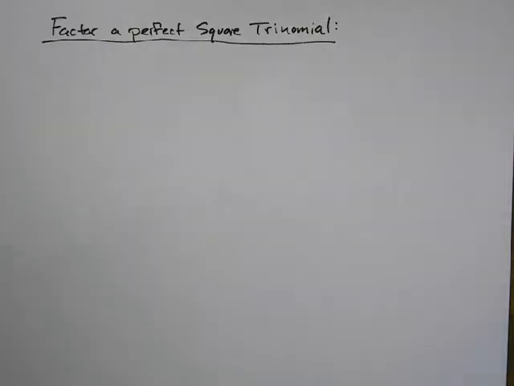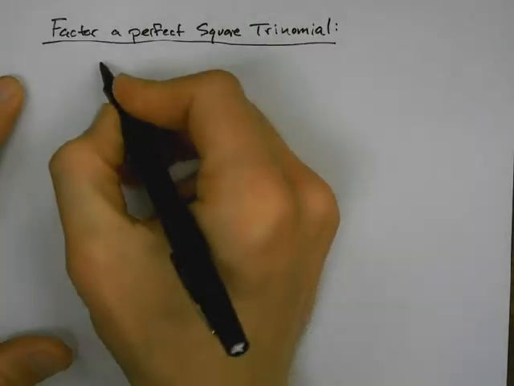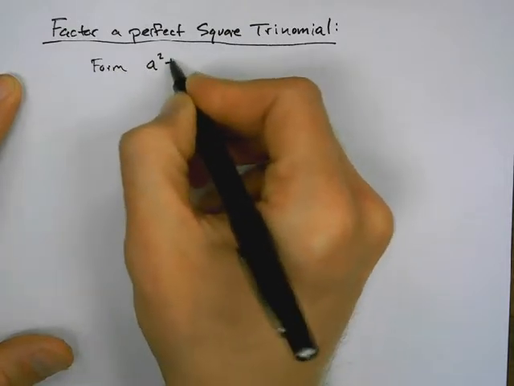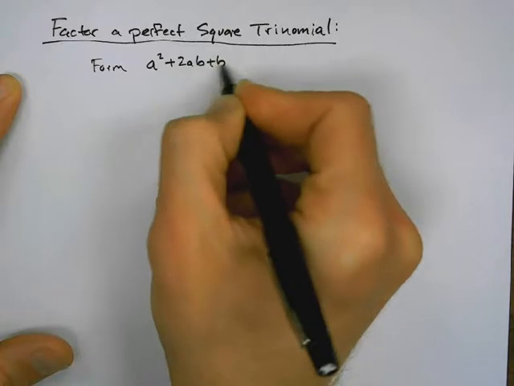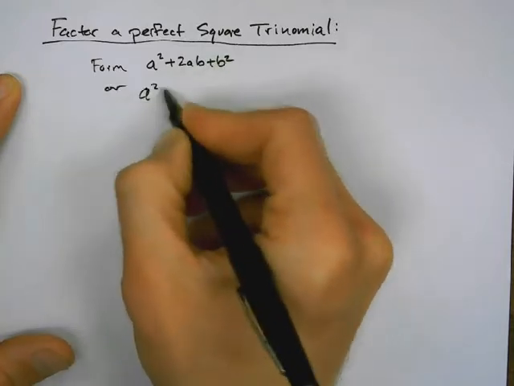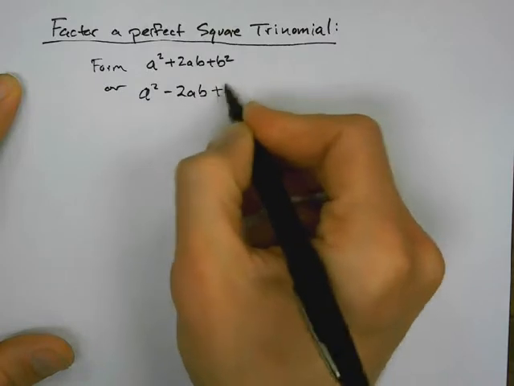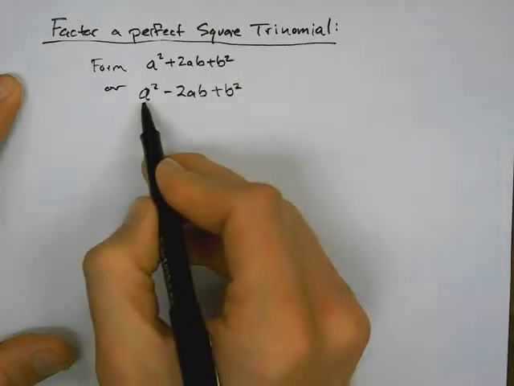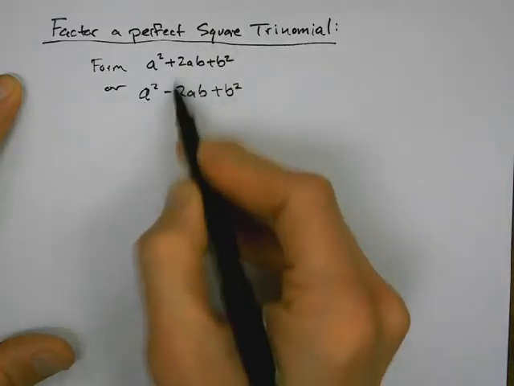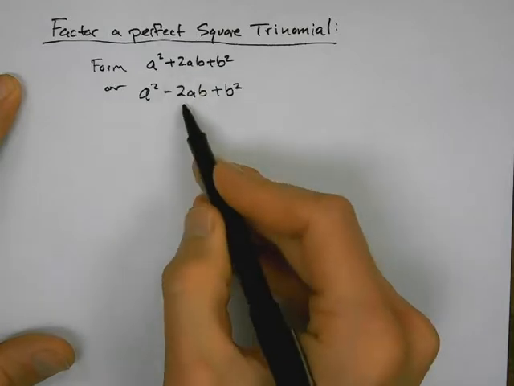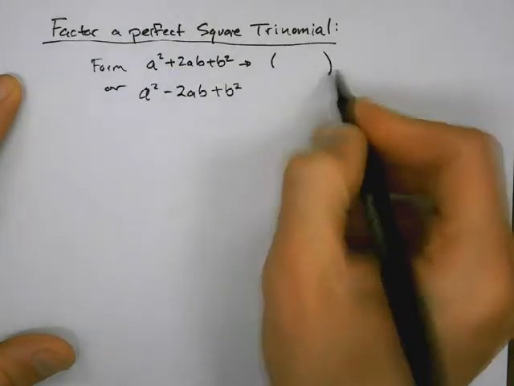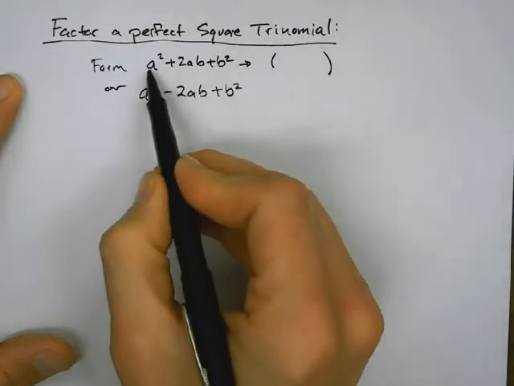Okay, so we're going to factor a perfect square trinomial. The first thing I'm going to show you is that a perfect square trinomial has the following form: a squared plus twice ab plus b squared, or a squared minus twice ab plus b squared. It's got three terms, and the only difference between the two is that the middle term here is positive and this one is negative.